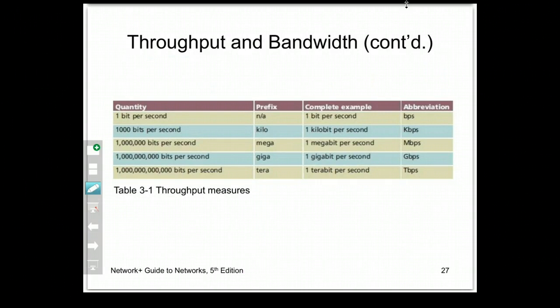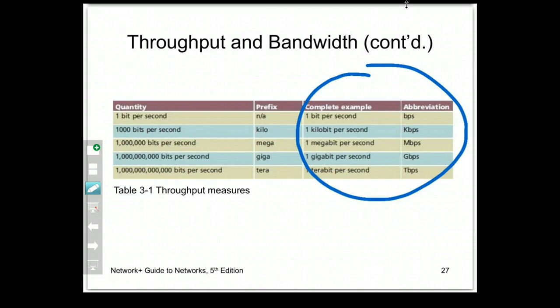So here we have terminologies as far as throughput and bandwidth, as far as how it's measured. You've heard of some of these already, but I'm going to focus on this part right here. A bit per second is bps, kilobit per second, kbps, megabit per second, mbps, gigabit per second, gbps, and terabit per second, tbps. The reason I focus on the right is most of you have probably heard of the mega, giga, and tera, I'm guessing. But if not, that's what it's there for.